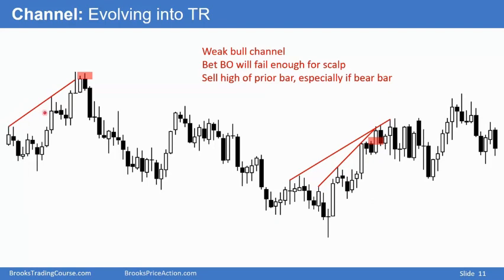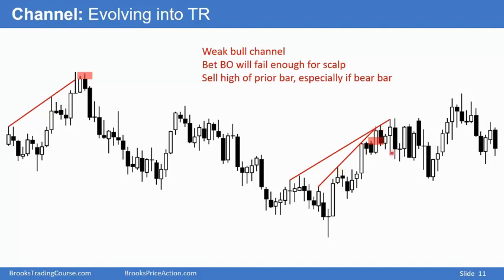We have 2 legs up, possibly a wedge, and now we have a big doji and a bull bar at the top of the channel. A lot of bears will sell with a limit order at the high of this bar or the high of that bar, betting that the bull breakout above the top of the channel will fail. Different ways to draw a wedge here. First push up, second push up, third push, or first push, second push, third push, fourth push.